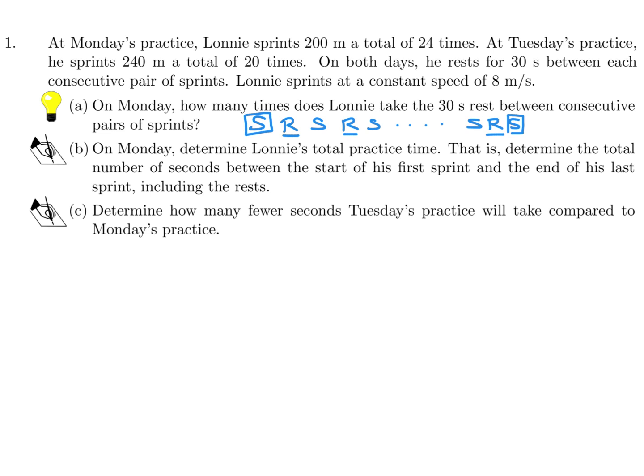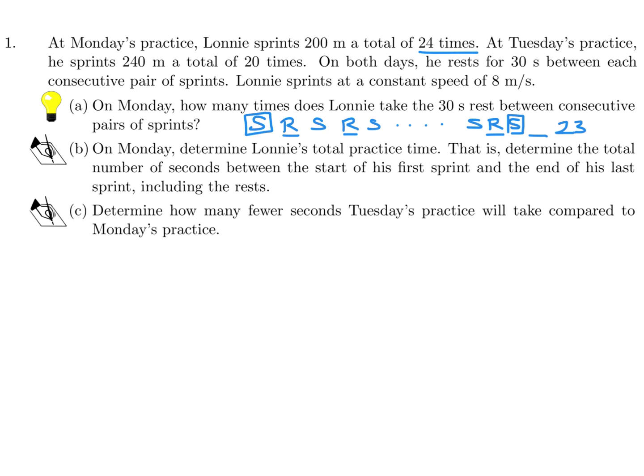There's rests. So she will have 24 sprints, but 23 rests, right? Because after the last sprint, there's no rest. I mean, it's done. The workout's over. So 23 is the answer to that question.